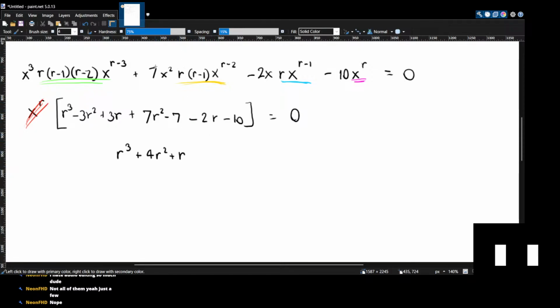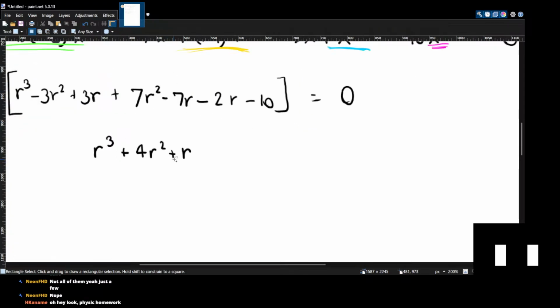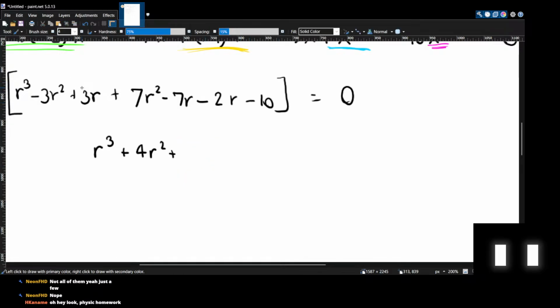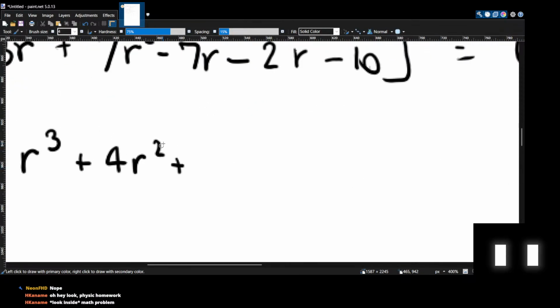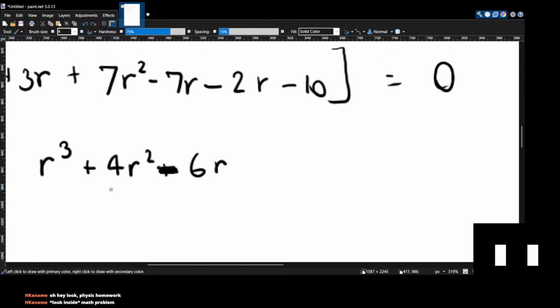Did I miss something? I did miss something. This is 7x. Yeah, this should be R. Hey look, physics homework. Yeah, it's physics homework. Indeed it is. 3... that's going to be -6. Move inside math problem. Yeah, it's math for physics. Physics without math is like nothing.